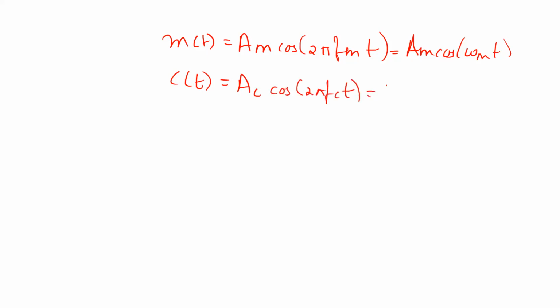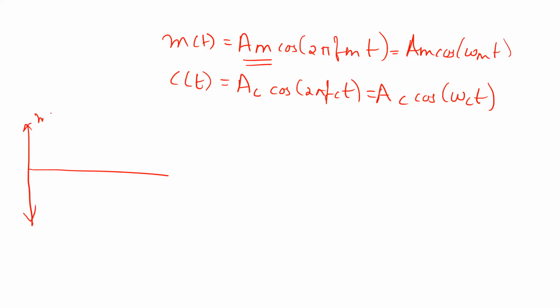So this is the way that we write. For example, I have this signal, right? I have m(t) and I have time t. Imagine I have this kind of signal. So Am indicates the peak value and this is minus Am.